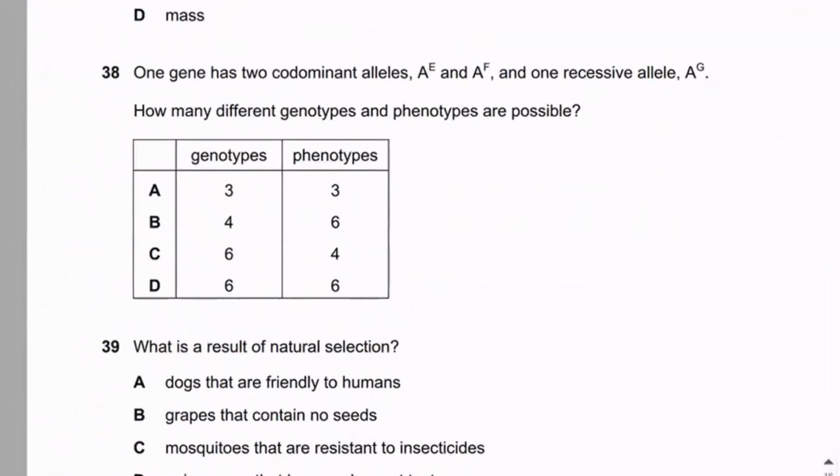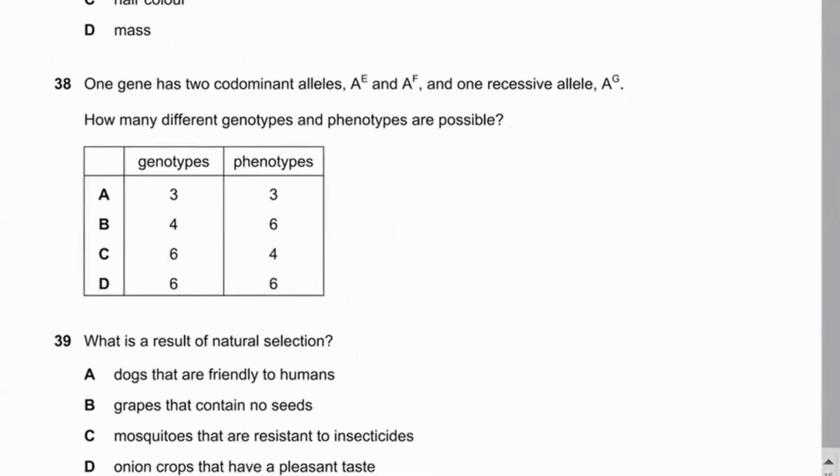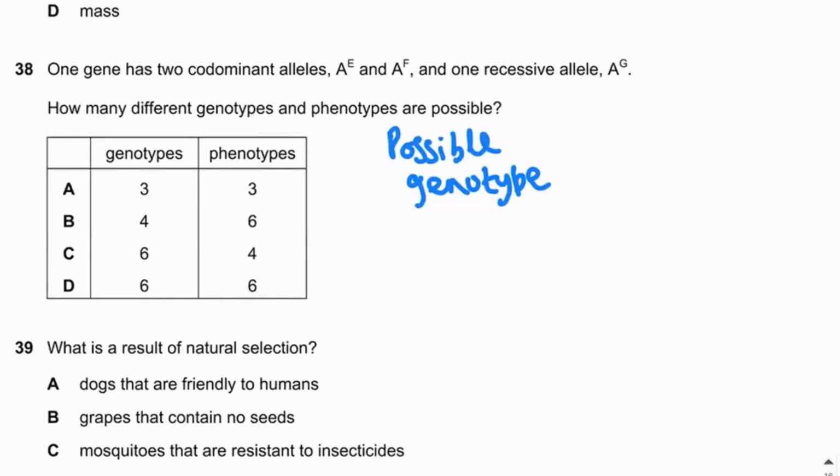Okay, MCQ number 38. One gene has 2 codominant alleles, AE and AF, and 1 recessive allele, AG. How many different genotypes and phenotypes are possible? So guys, how do we write the possible phenotypes and possible genotypes? For possible genotypes, remember that a genotype is defined as a combination of 2 alleles. A combination of 2 alleles of a gene that a person can have is known as the genotype. So if we make combinations out of these 3 alleles, what can be the combinations?